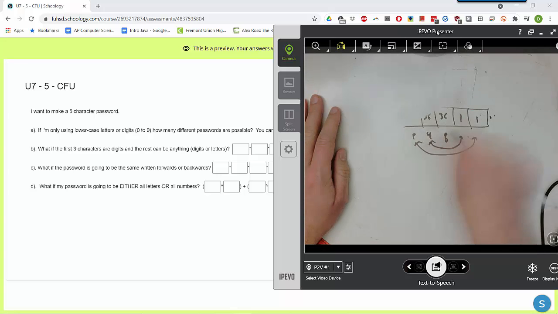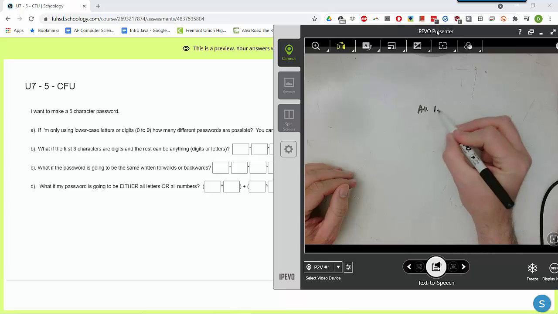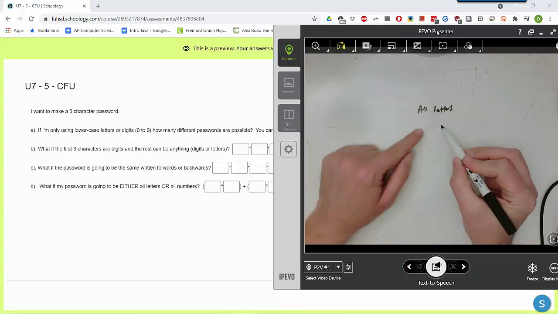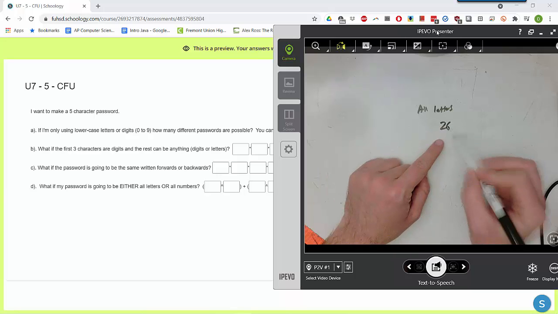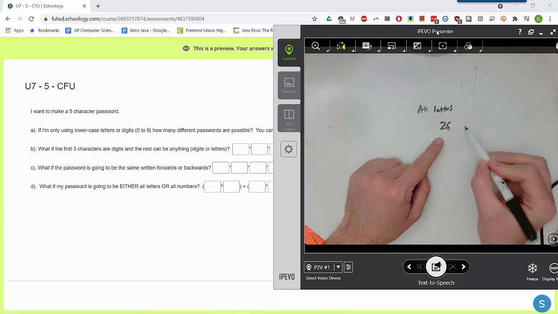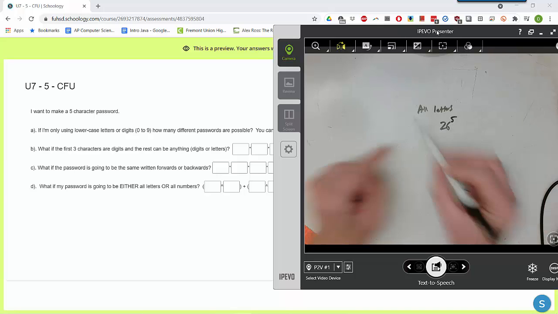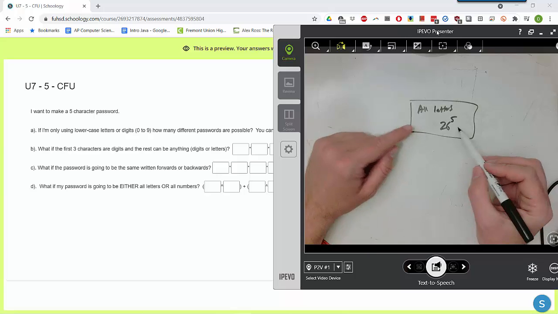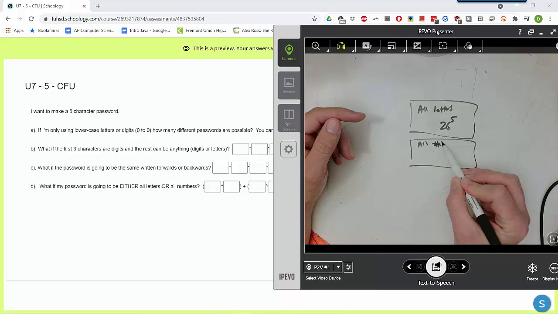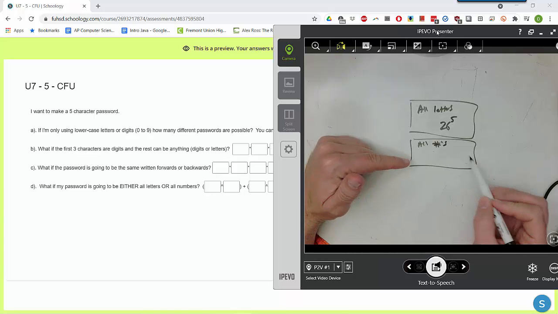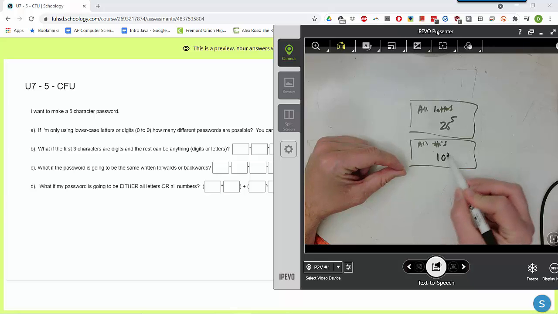So this is a situation where we have to count the possibilities separately. If it's all letters, then I've got 26 possibilities for each of the 5 letters. So it's 26 times 26 times 26 times 26, 5 times. So that counts how many passwords if I'm using all letters. What if I'm using all numbers? In that case, each of my 5 characters has 10 options, so that's 10 to the 5th.